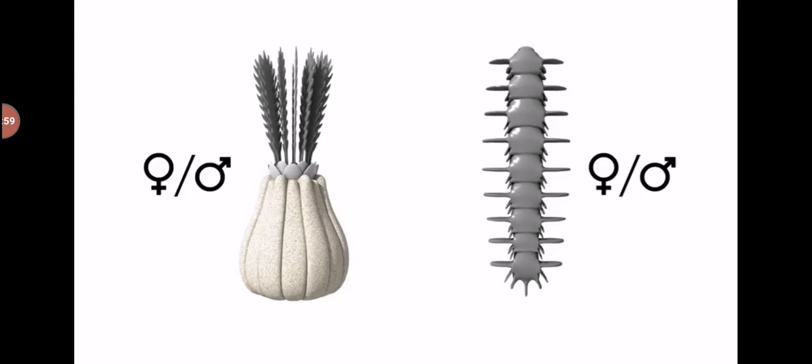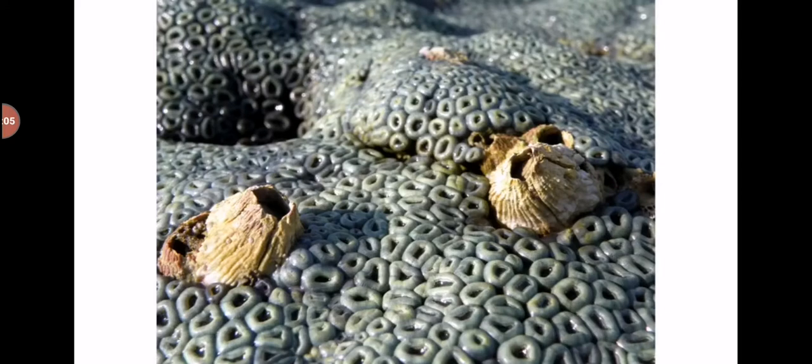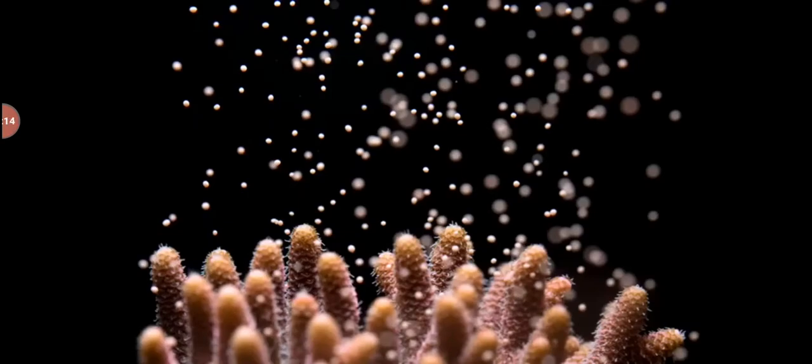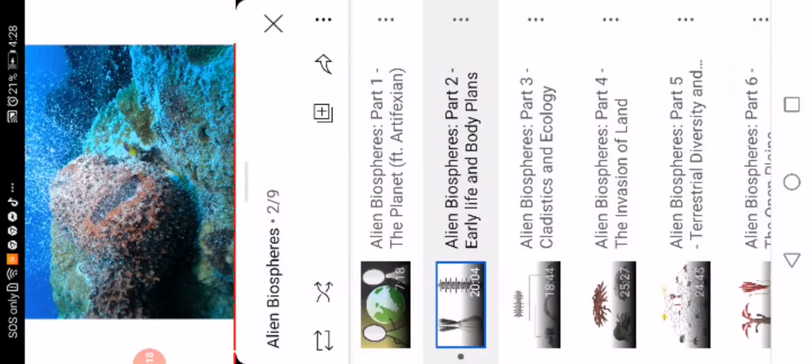For now, let's say that both our radial and our bilateral body plans have individuals that are either male or female. When it comes to sexual reproduction, sessile organisms face a problem. How do you find a mate if you can't move? The most common solution to this is what's called broadcast spawning, where the animals release an enormous quantity of gametes, or sex cells, into the water.